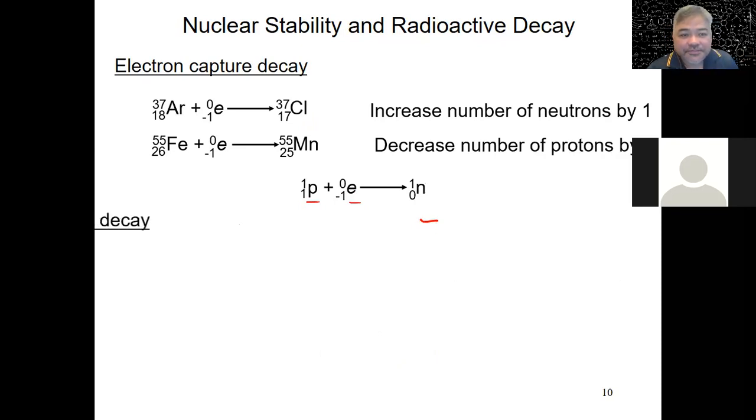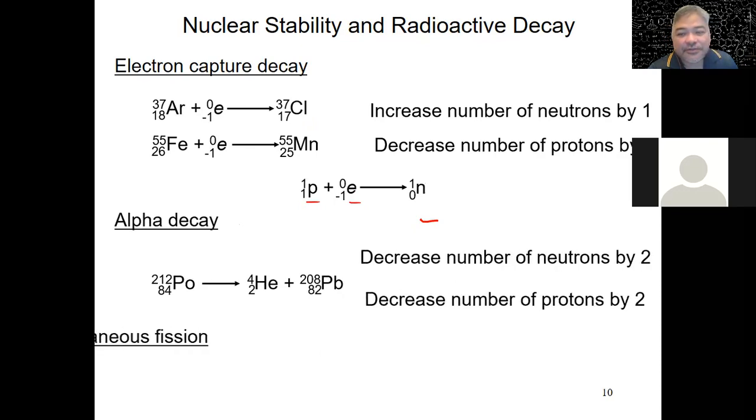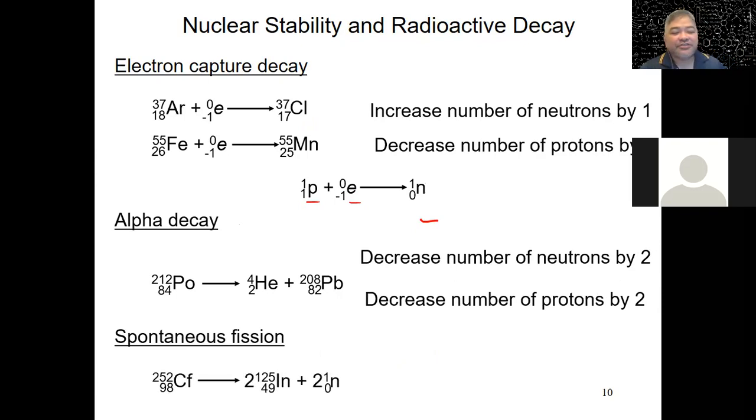Okay? You can also have an alpha decay. So in the alpha decay, you form an alpha particle. And you can have spontaneous fission wherein a big element is broken down into smaller nuclei, like your californium-252 breaking down to form indium-125 plus 2 neutrons.